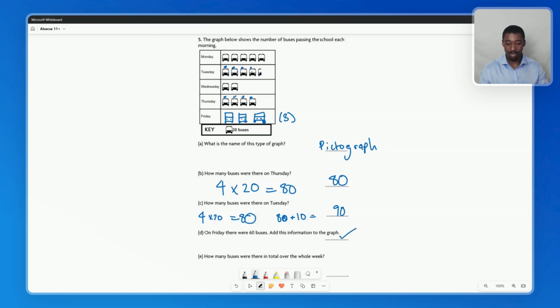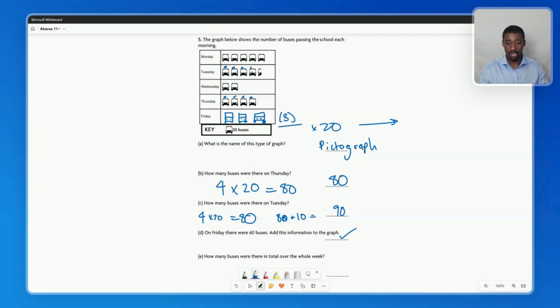So, part E, how many buses were there in total over the whole week? So Monday to Friday, we're going to add everything up. So we can actually use this convention, this thing we've been doing, and apply it to everything else, Monday to Thursday. Because once we know the number of buses or the number of pictures, we can simply multiply that by 20 to give us our answer.